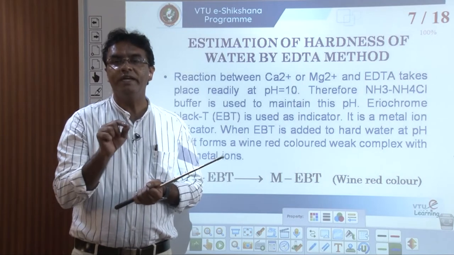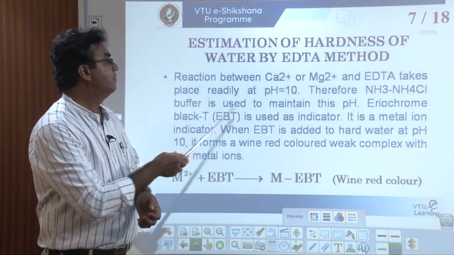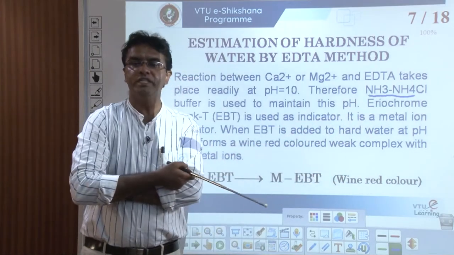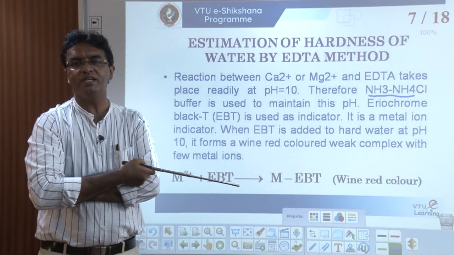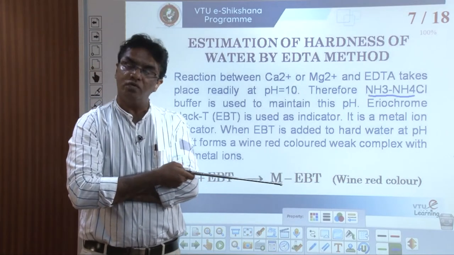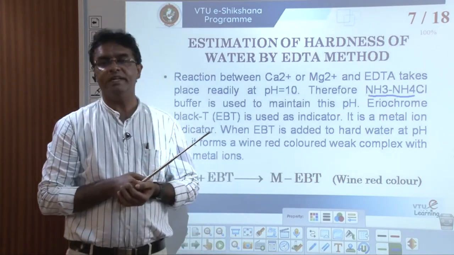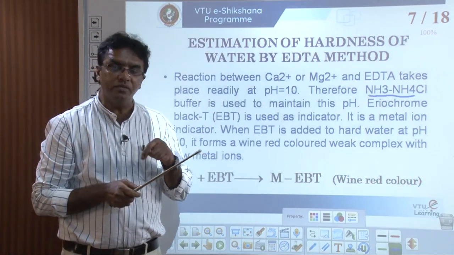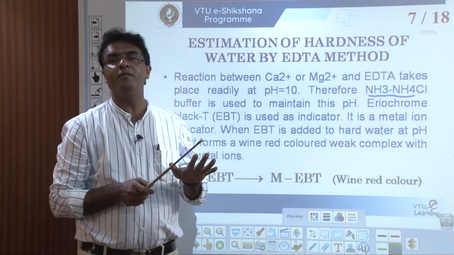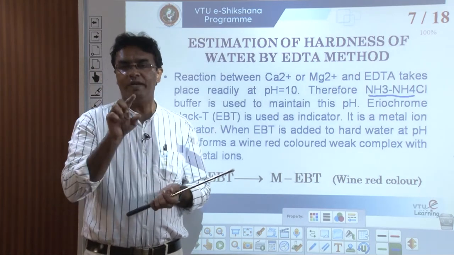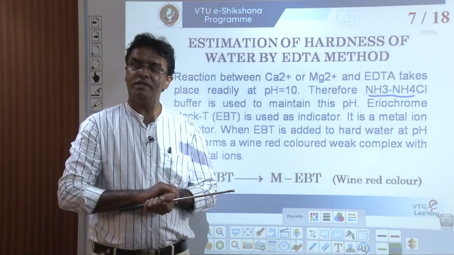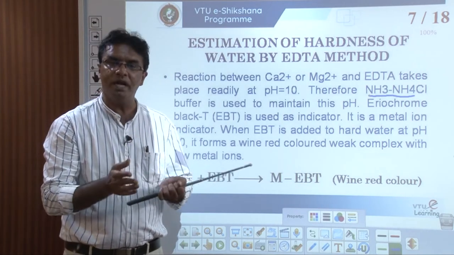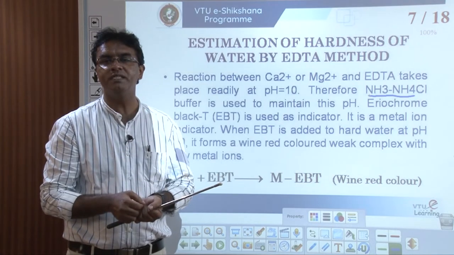Therefore, we take the help of ammonia ammonium chloride buffer. This buffer will maintain the pH of the reaction mixture at 10 throughout the occurrence of the reaction. And to find out the end point, we also take the help of an indicator. So we take 25 ml of hard water in a conical flask. To that we add ammonia, ammonium chloride buffer to maintain the pH at 10.